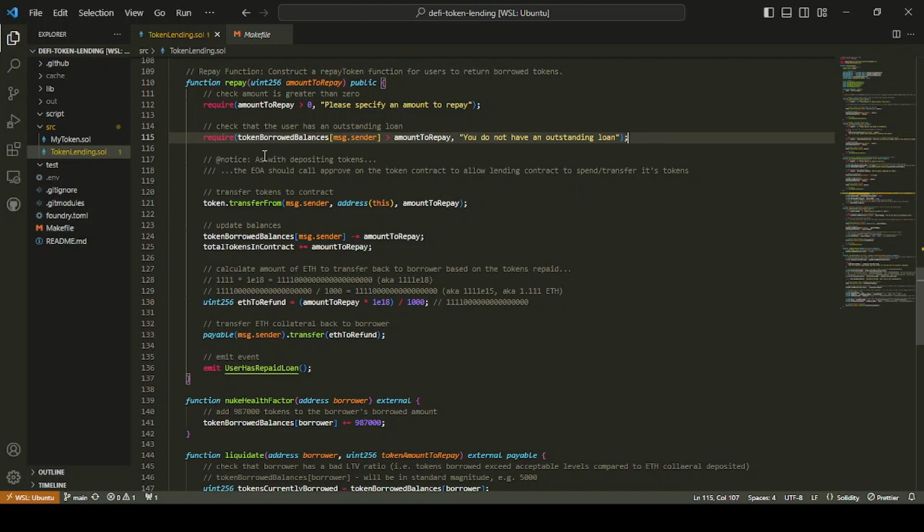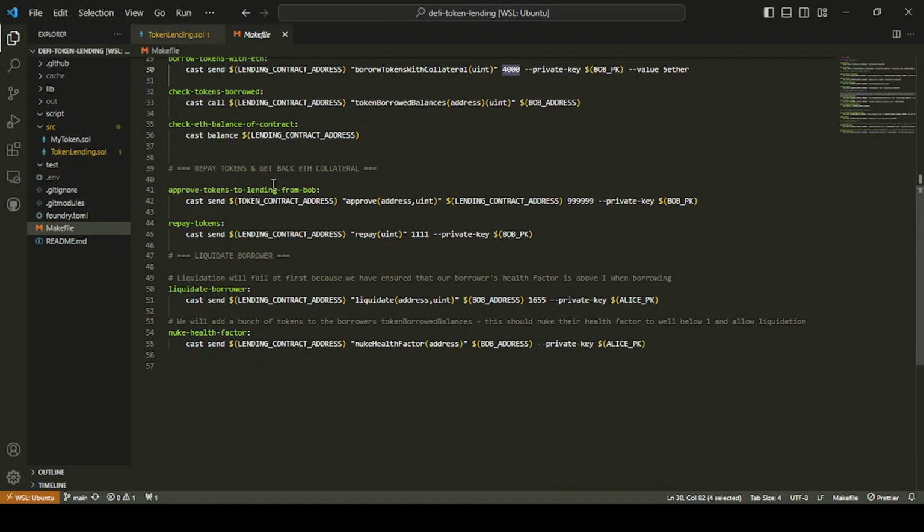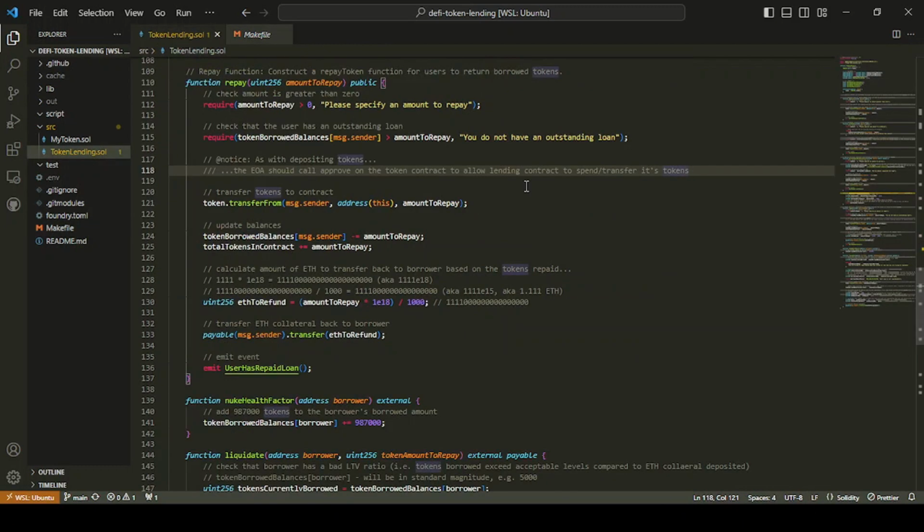Then we say, as with depositing tokens, the EOA should call approval on the token before you can allow the contract to take control of the tokens. So we'll do that again in our makefile. It's in there. There we go. Approve tokens to lending contract from Bob, which is the account that we're going to use. Then we transfer tokens to the contract.